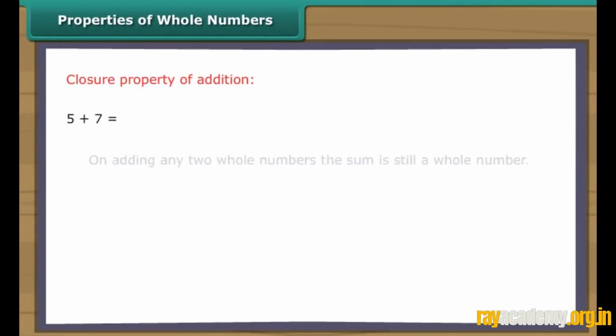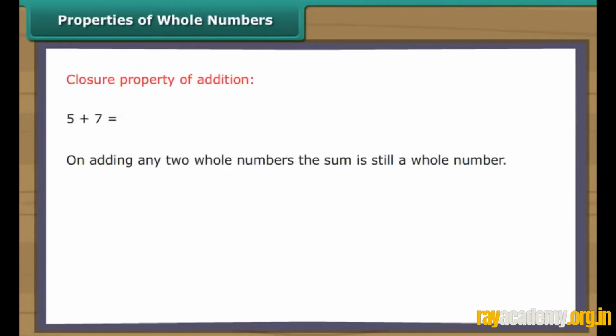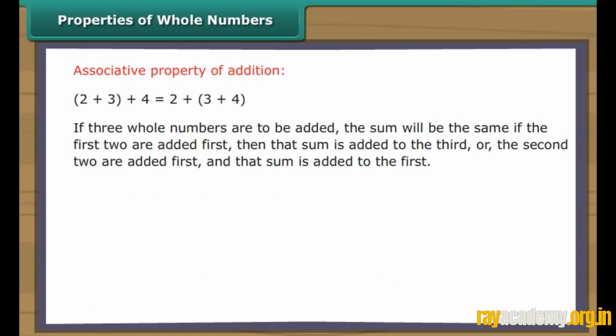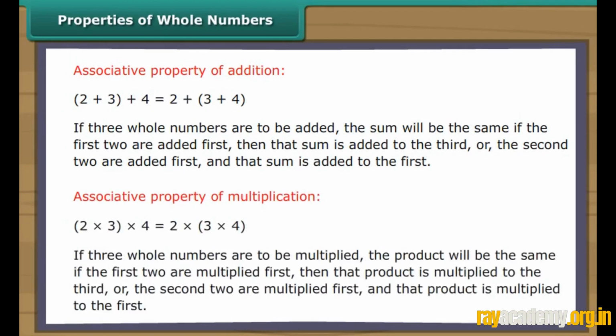Properties of whole numbers. On adding any two whole numbers, the sum is still a whole number. On multiplying any two whole numbers, the product is still a whole number. If 3 whole numbers are to be added, the sum will be the same if the first 2 are added first. Then the sum is added to the third, or the second 2 are added first, and that sum is added to the first. If 3 whole numbers are to be multiplied, the product will be the same if the first 2 are multiplied first, then the product is multiplied to the third, or the second 2 are multiplied first and that product is multiplied to the first.